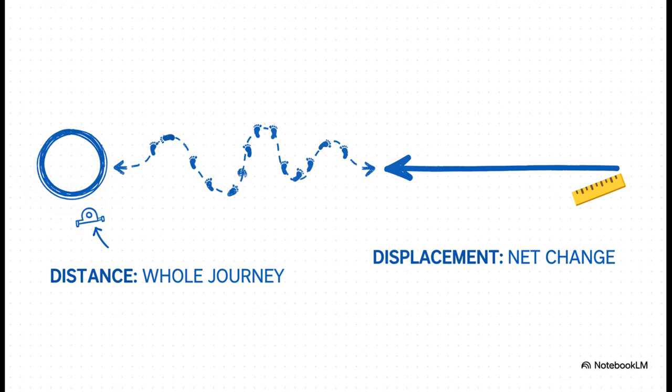Imagine this. You walk 10 meters forward, then you stop, turn around, and walk 5 meters back. The total distance you covered? That's easy. It's 15 meters. But your displacement, which is just the straight line from where you started to where you ended up, is only 5 meters. See the difference? Distance is the whole scenic route. Displacement is just as the crow flies.